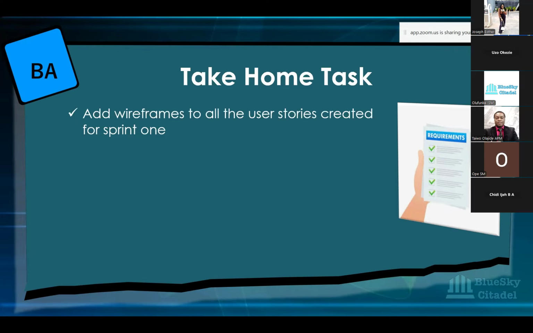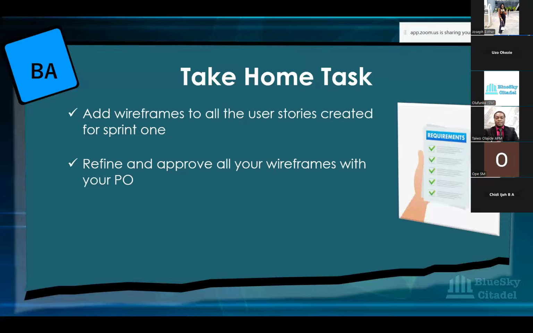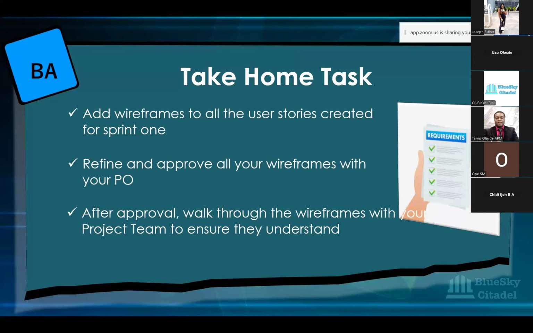So going forward, not only do you have to add wireframes to the stories being created for Sprint 1, but for Sprint 2 and from here on out, your user stories are not complete without wireframes. So you have to learn and learn quick, and it's very quick to learn, so don't worry about that. Now, the same way you have to refine your stories and approve them with your product owner, you also have to refine and approve your wireframes with your PO as well.